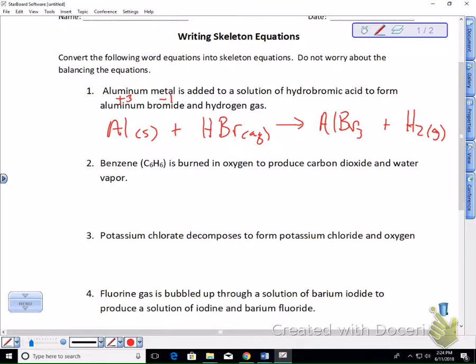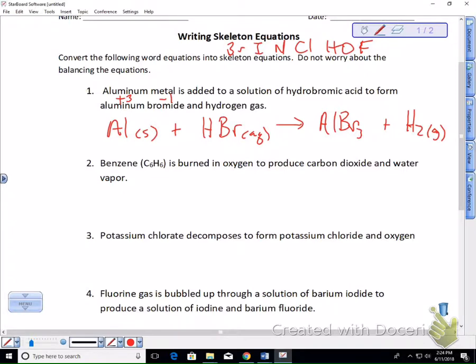If you've forgotten your diatomics, it's very important for this. Remember Brinkelhoff. Kind of give you an acronym to remember the diatomics. Bromine, iodine, nitrogen, chlorine, hydrogen, oxygen, fluorine. Brinkelhoff.